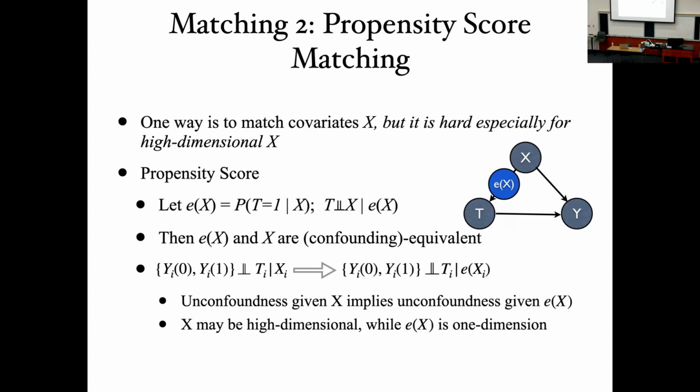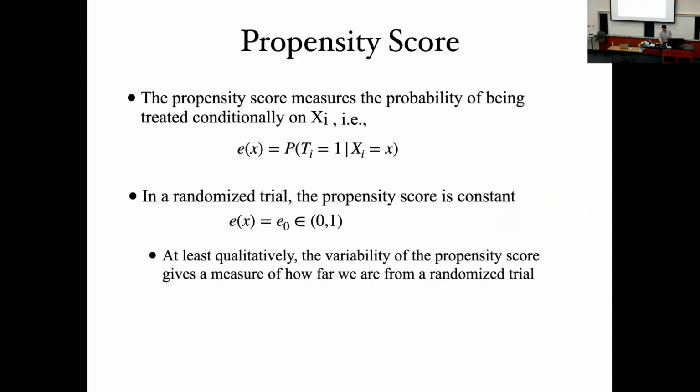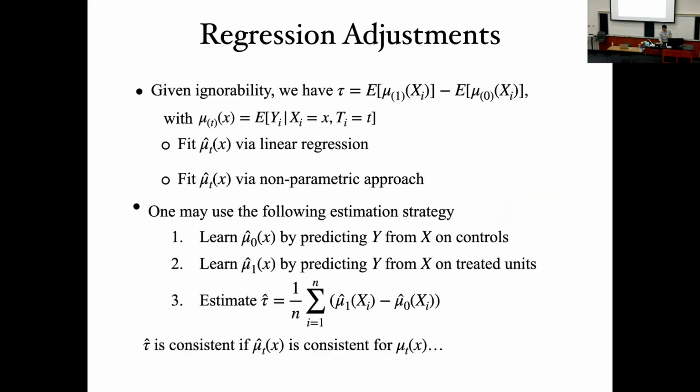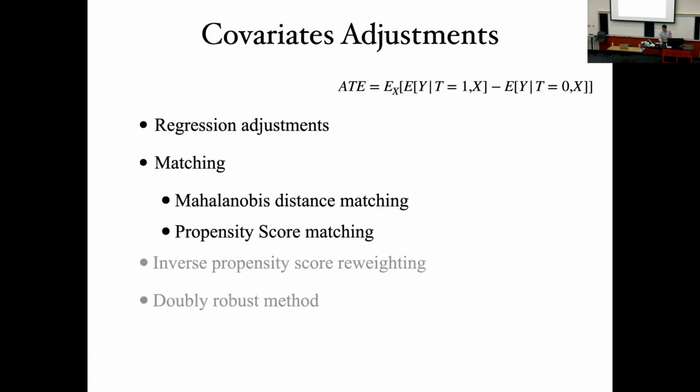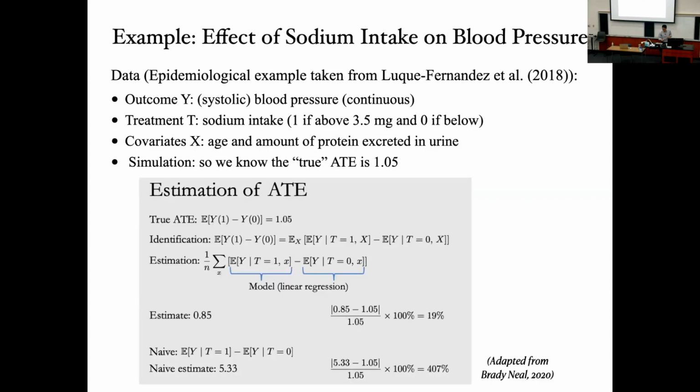The first question is about the example of sodium intake and blood pressure. Let me go back to the example. Right here. Why is the regression result different from the true average treatment effect?